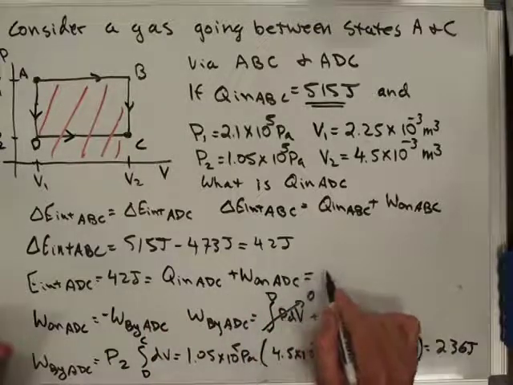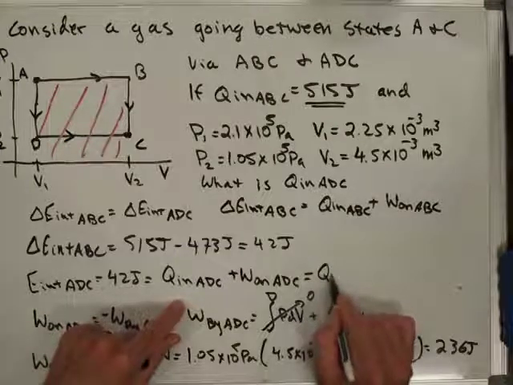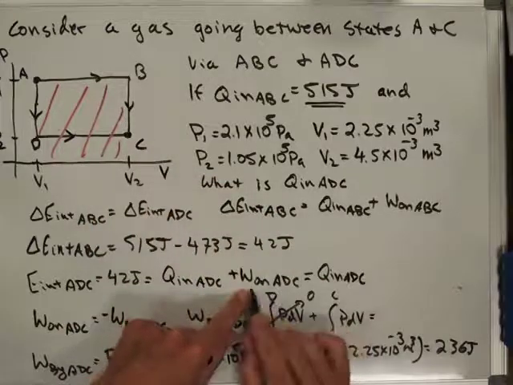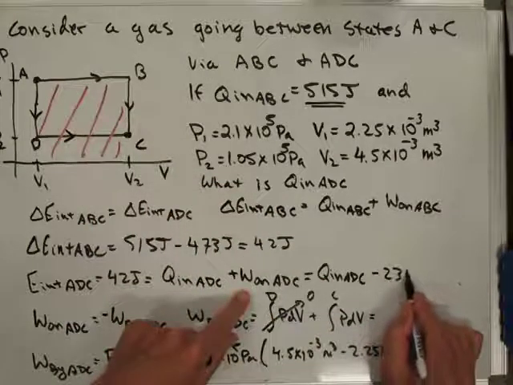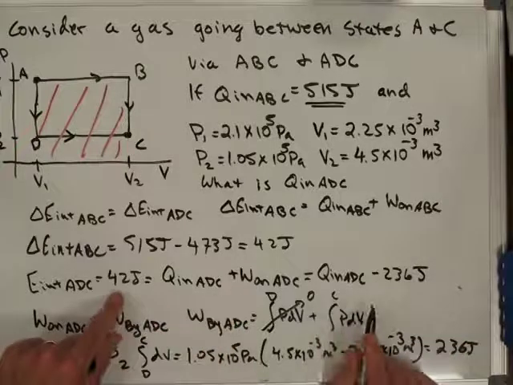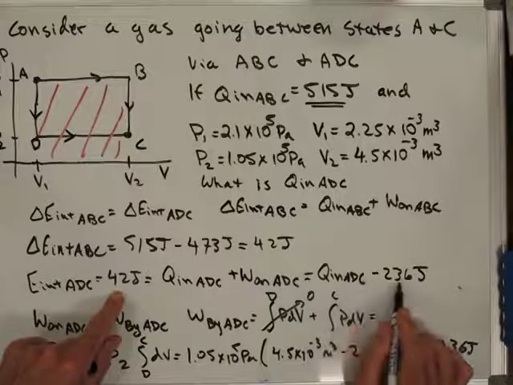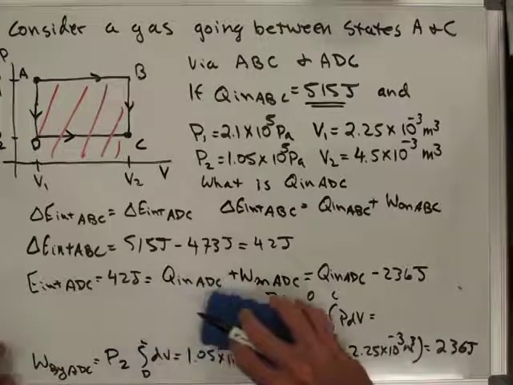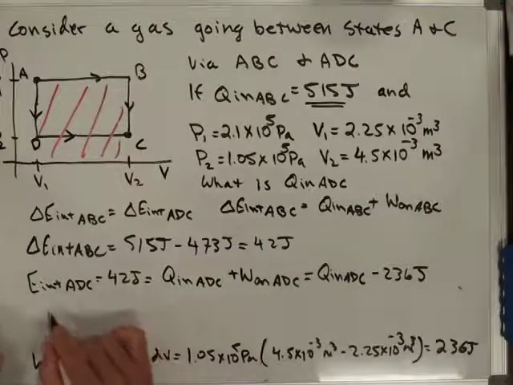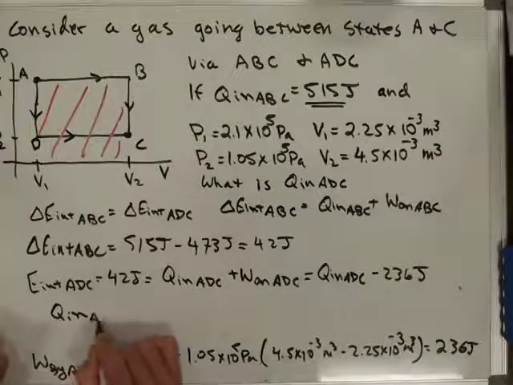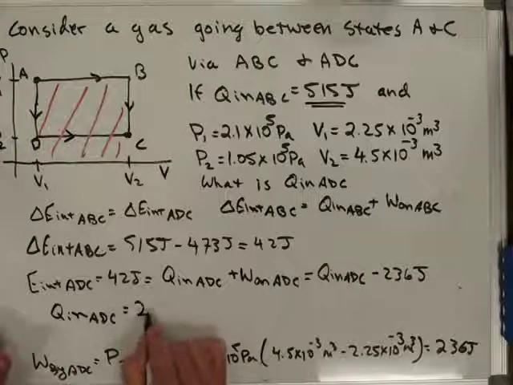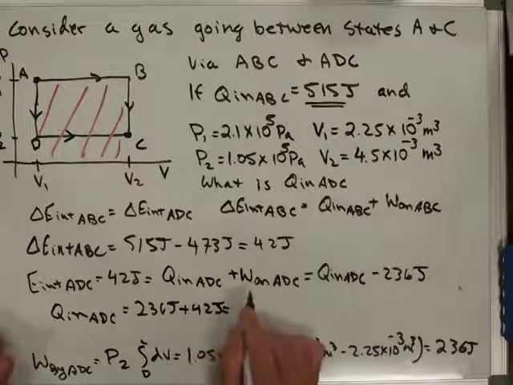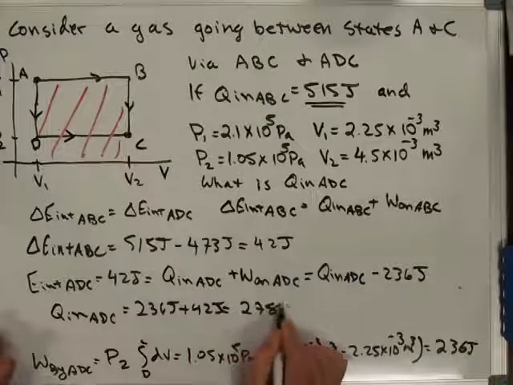And so if I come up here, this is Q in ADC. There's work done by the gas, and so that means negative work done on the gas. It's minus 236 joules here. And so now I have 42 joules equals Q in ADC minus 236 joules, or Q in ADC is equal to 236 joules plus 42 joules, which is 278 joules.